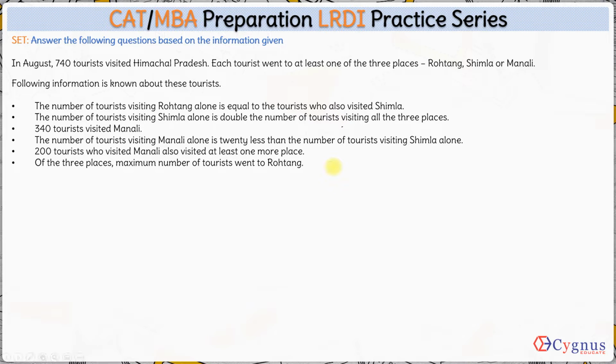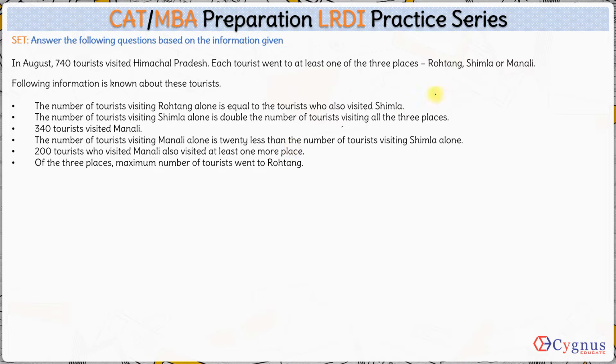Hello everyone. So here we have a Venn diagram set where in August 740 tourists visited Himachal Pradesh. Each tourist went to at least one of the three places out of Rohtang, Shimla and Manali. So the people visited at least one of these three places. The following information is known about these tourists. The first is that the number of tourists visiting Rohtang alone is equal to the number of tourists who also visited Shimla.